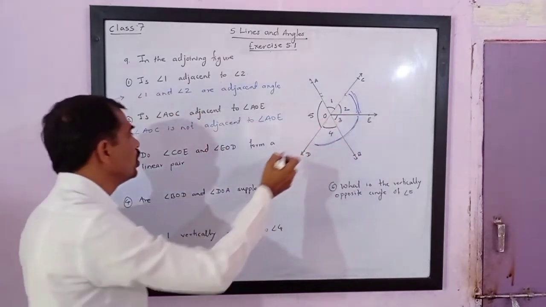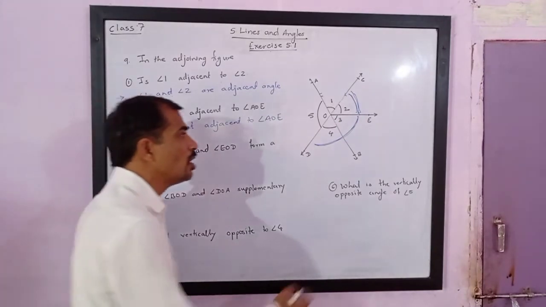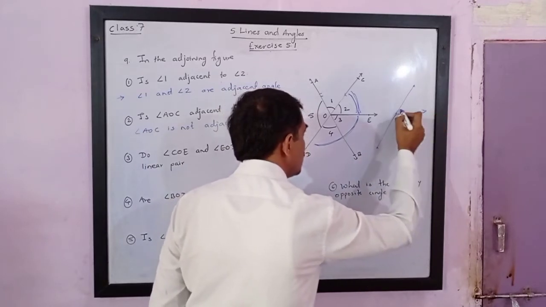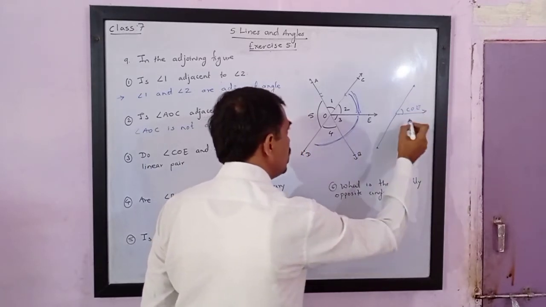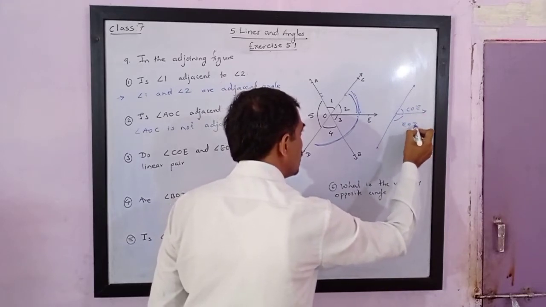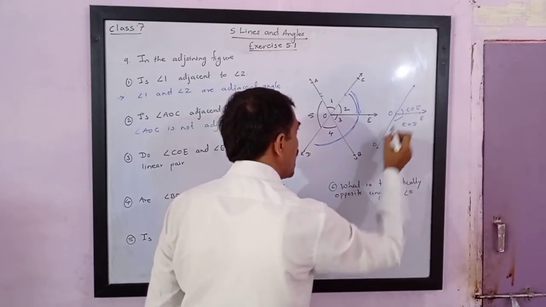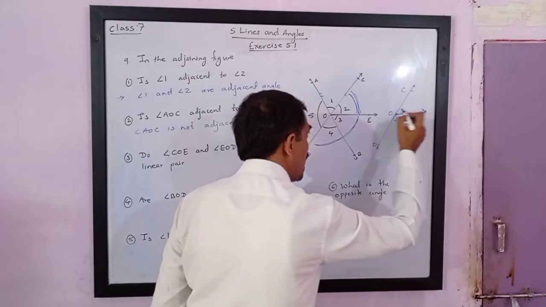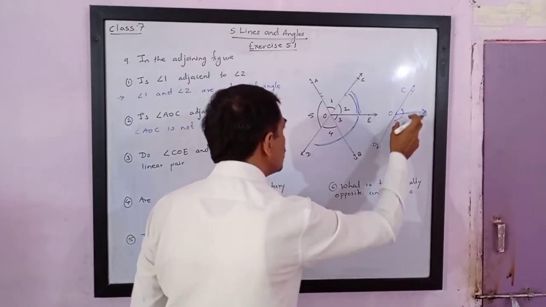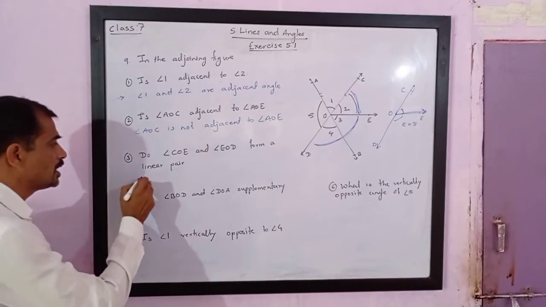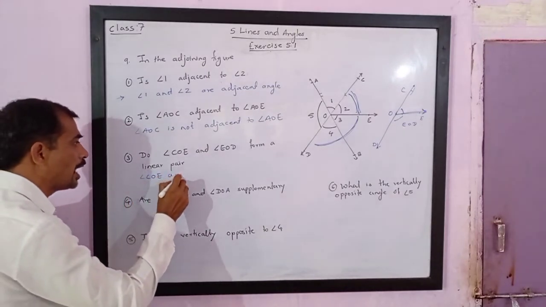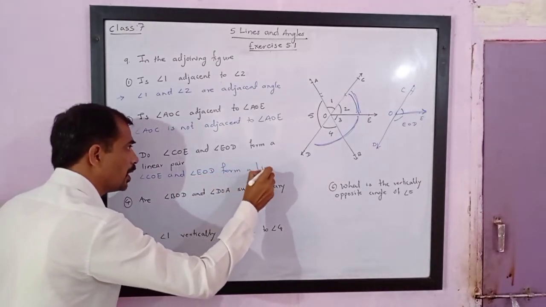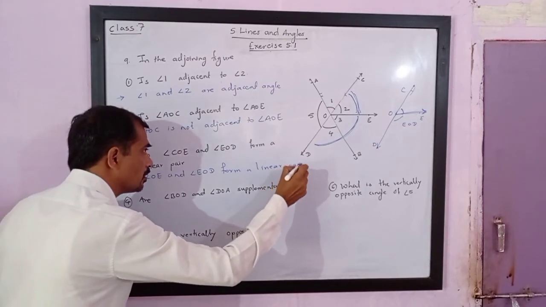COE and EOD form a linear pair. Please note, for a linear pair, the two uncommon arms must be opposite rays. This is angle COE and this is angle EOD. They do have one common arm, and the uncommon arms form opposite rays. So they do form a linear pair. Therefore, we can say that angle COE and angle EOD form a linear pair.